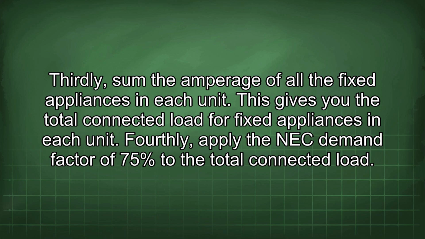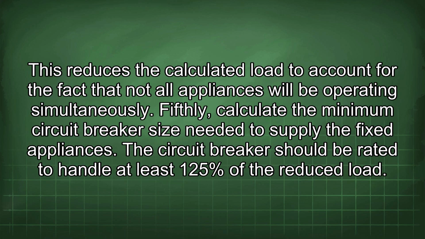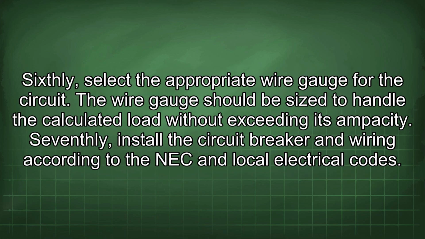Fourthly, apply the NEC demand factor of 75% to the total connected load. This reduces the calculated load to account for the fact that not all appliances will be operating simultaneously. Fifthly, calculate the minimum circuit breaker size needed to supply the fixed appliances. The circuit breaker should be rated to handle at least 125% of the reduced load. Sixthly, select the appropriate wire gauge for the circuit. The wire gauge should be sized to handle the calculated load without exceeding its ampacity.